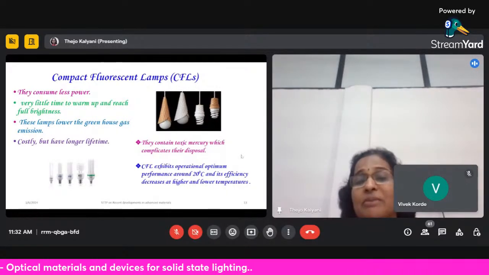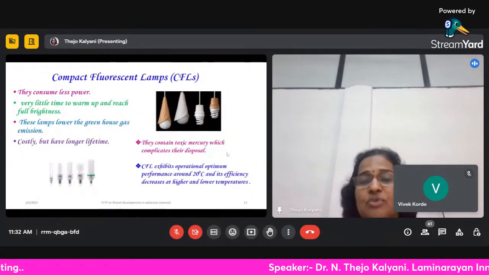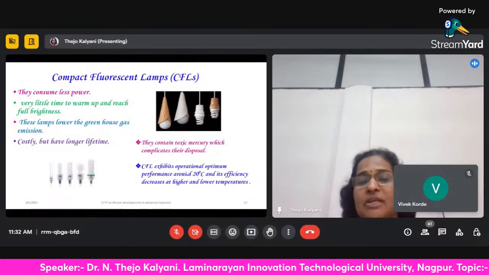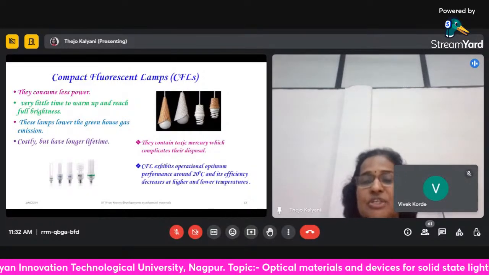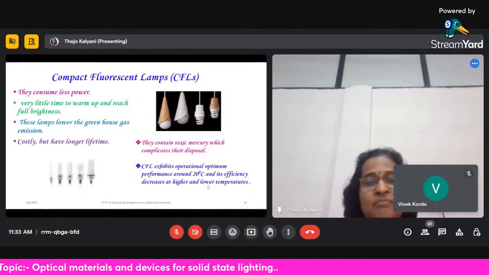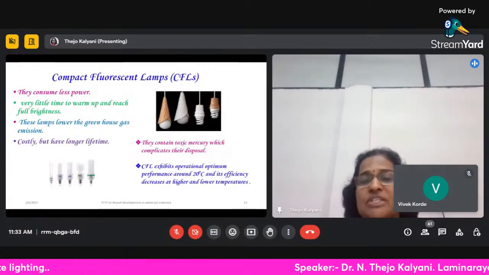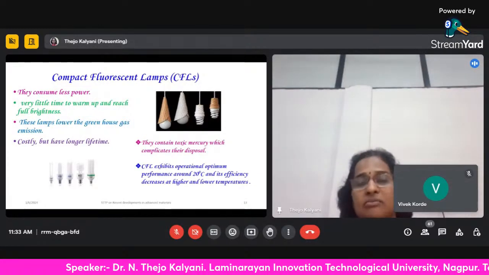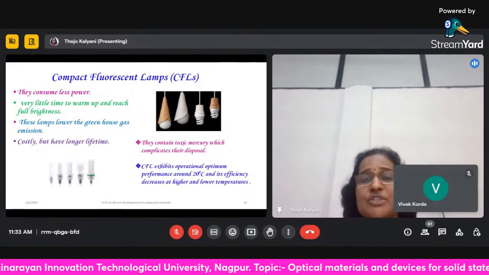Again, the problem remains the same because they are also fluorescent lamps. They have toxic mercury in them, and hence disposal would be hazardous to the environment. These CFL bulbs exhibit optimal performance only around 20 degrees centigrade. With an increase in temperature, the efficiency is going to be less, and even at lower temperatures the efficiency is affected. Hence there is a limitation here also. The very first limitation is the toxic mercury they have. And the second is that only at one particular temperature do they work effectively. If you increase or decrease the temperature, the efficiency is going to be less.